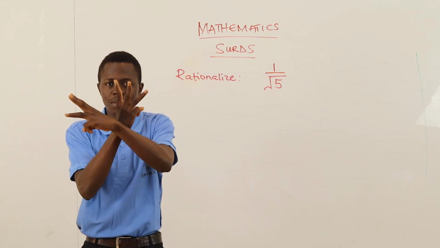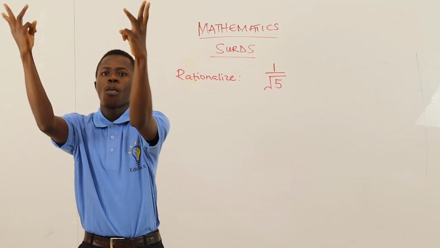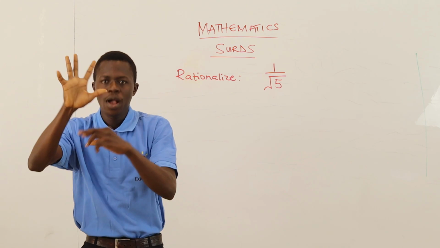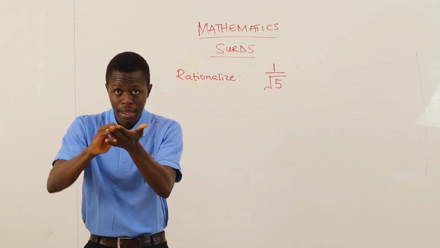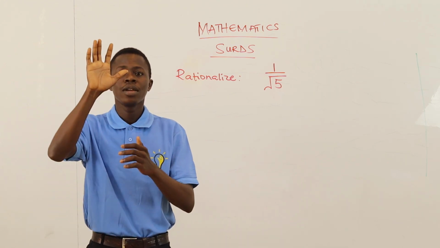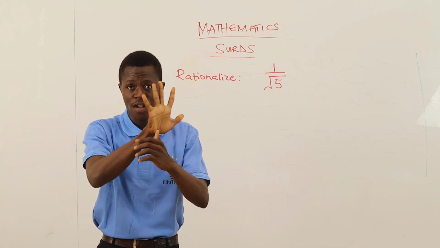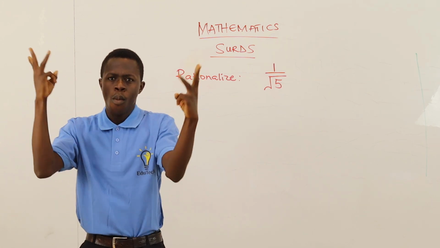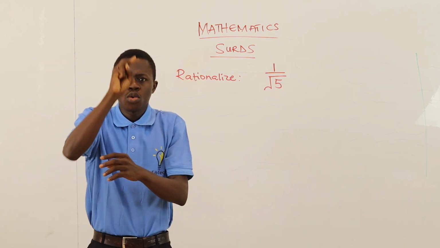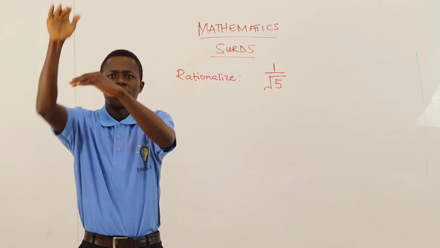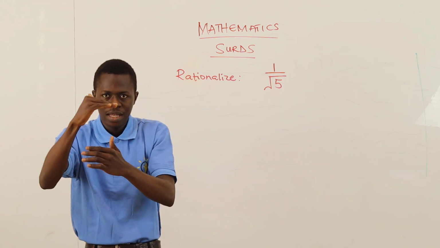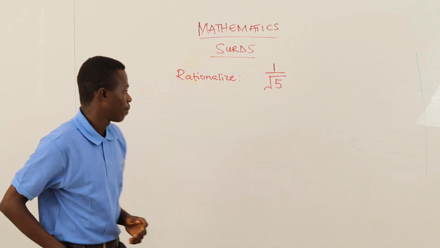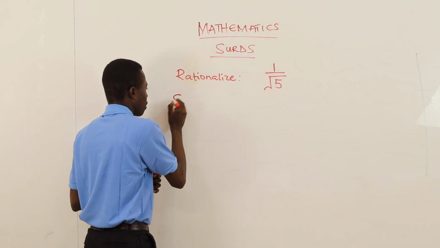So as I said, how do we get rid of the square root sign with regards to the denominator? How do we get rid of it? We multiply the numerator by the denominator. We have 1 over square root of 5, right? So you take square root of 5, which is the denominator, and multiply the numerator, which is 1, and again multiply the denominator, which is square root of 5. Let's see how that is done.